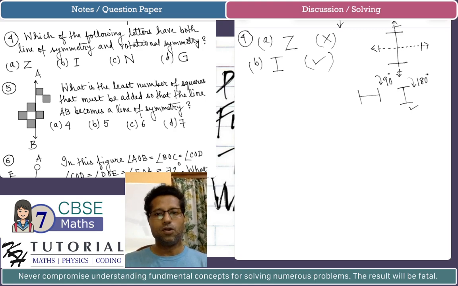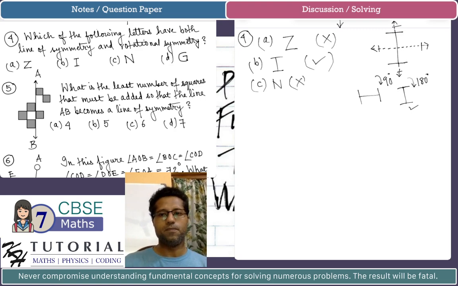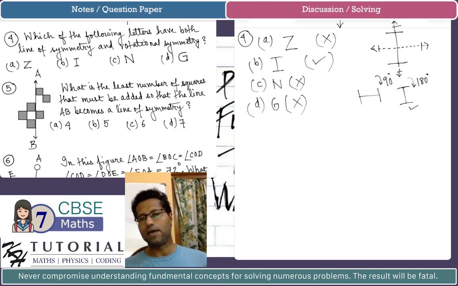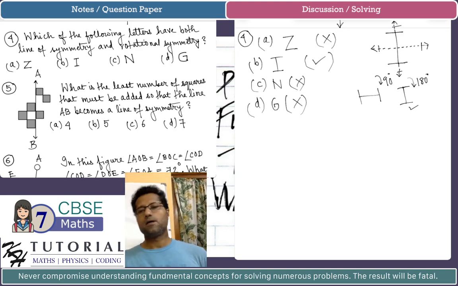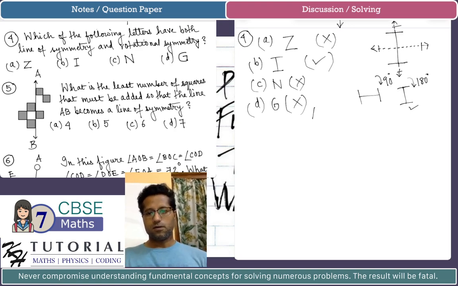Since only one choice is correct, N will also not be a choice, and G will also not be a choice. Letter N has no lines of symmetry, though it could have rotational symmetry. I'm not sure, I would have to check that, but letter N has no lines of symmetry. Letter G has no lines of symmetry as well. So the correct choice is B, the letter I.